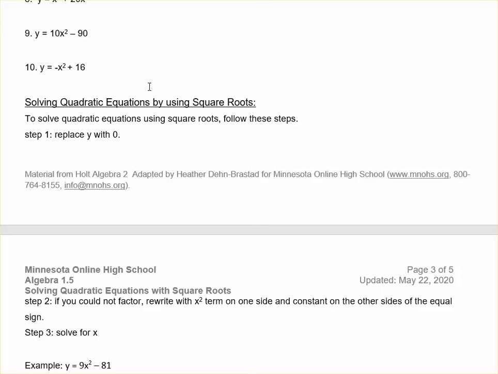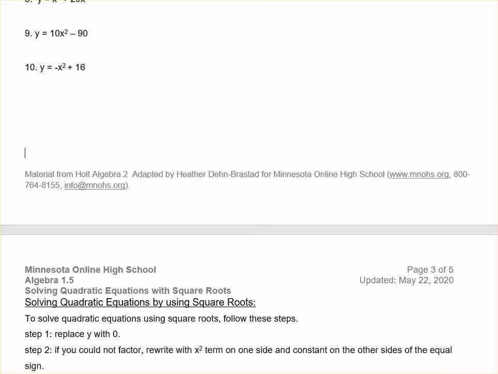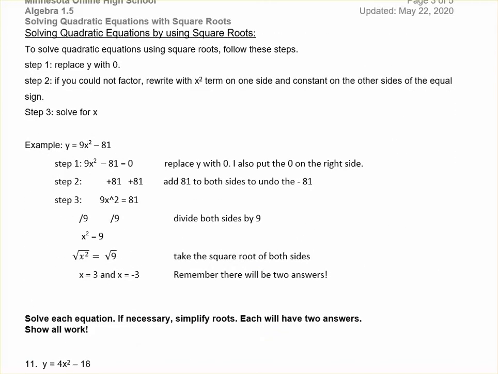All right, now we're going to look at the steps that we are going to take in order to solve quadratic equations using the square root. Here's our steps. Step 1, replace y with 0. Sometimes it would be replacing f of x with 0. If it says f of x equals x squared minus 9, you replace y or f of x with 0. And usually I write the 0 on the right side, I like the way it looks that way, but you don't have to.